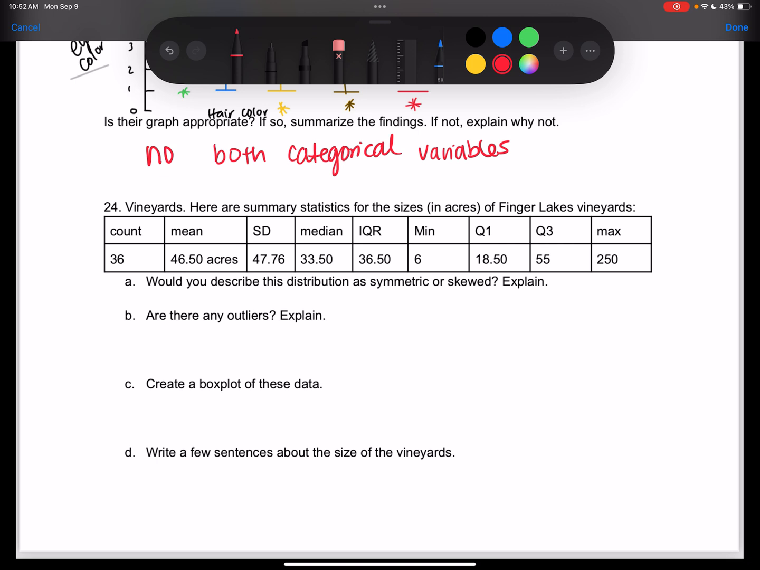All right, last one. Vineyards. Here are some summary statistics for the sizes in acres of Finger Lakes vineyards. Would you describe this distribution as symmetric or skewed? I just have to rearrange it. Skewed. Which way? Right, maybe. Why? Because the median is about 33, and the min is 6, and then the max is way out at 250. Yeah. So the mean is greater than the median, so it's skewed right. And I can also tell by the fact that the max is way out in Nowheresville.